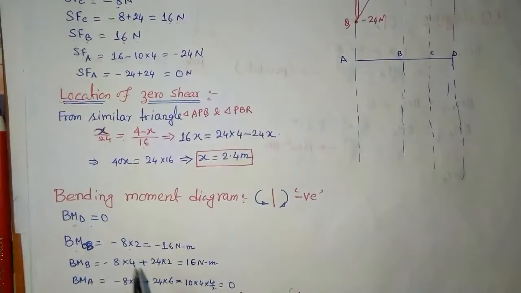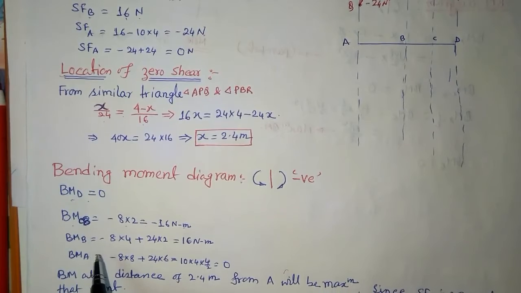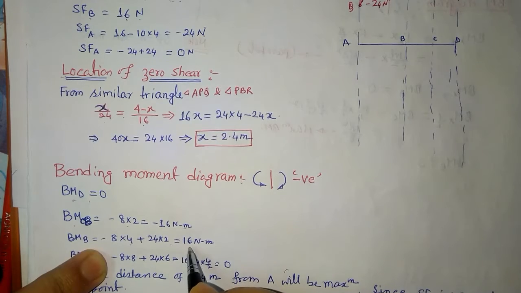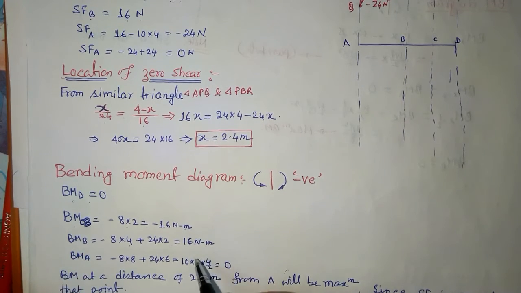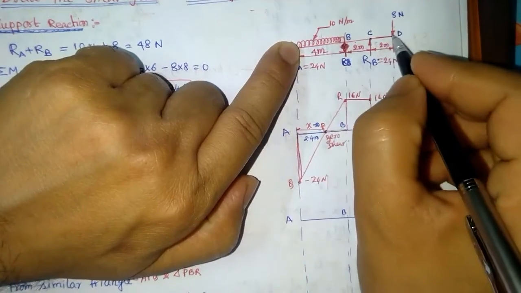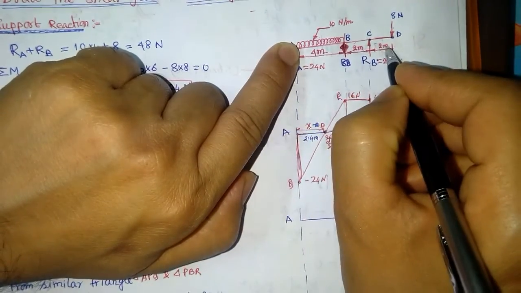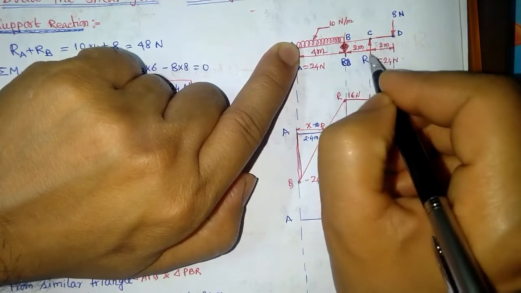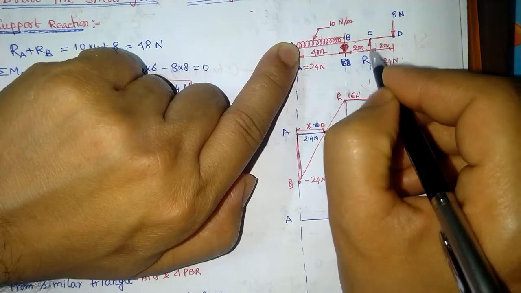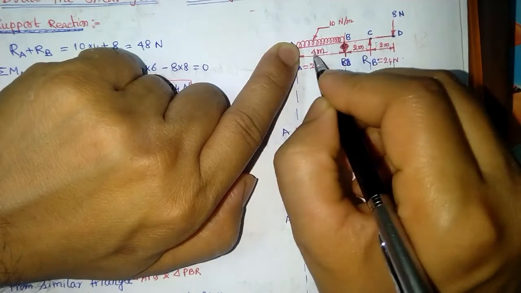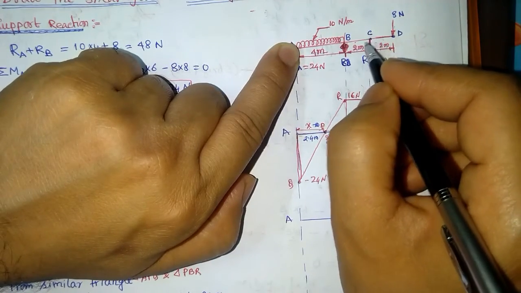So we have bending moment at B, that is minus 8 into 4 plus 24 into 2, and net we get 16 Newton meter. So bending moment at B we got. Next find the bending moment at A. So if we see bending moment at A, 8 into the total distance 8 is 64. This is our hogging bending, so minus, and this our sagging bending, so plus 24 into 6, 2 plus 4 is 6.